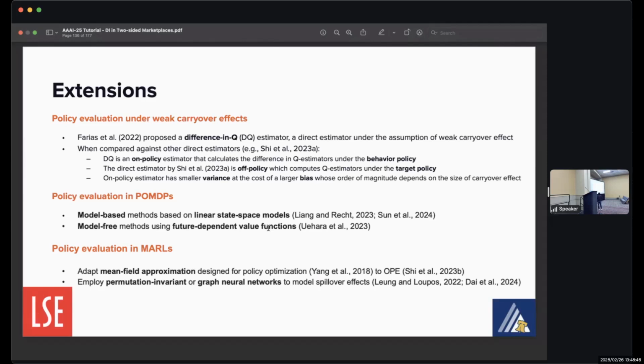Okay? And all the previous discussion focused on the single-agent reinforcement learning setting, but there are also extensions to multi-agent settings. Basically, in these settings, you can apply the mean field approximation designed for policy optimization to OPE. And you can also use permutation-invariant environments or graph neural networks to handle the challenge of spillover effects.